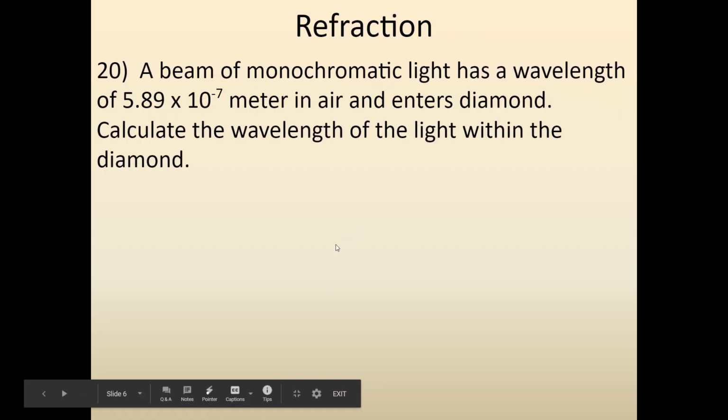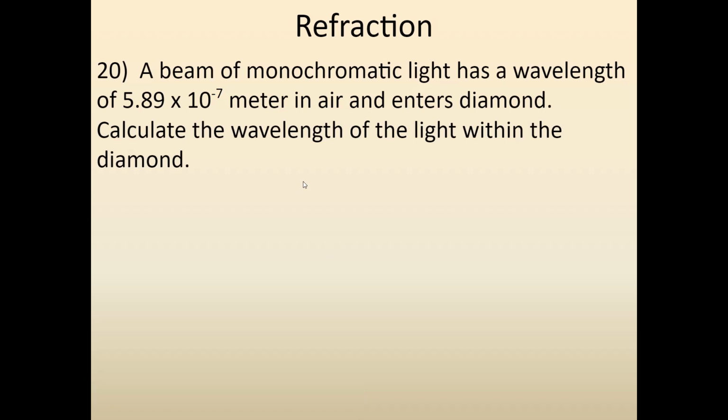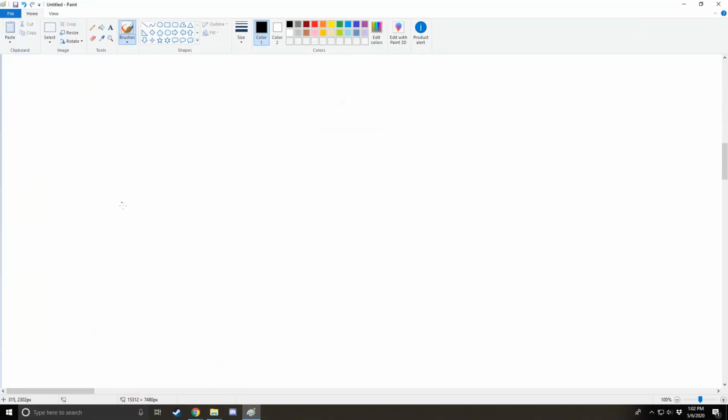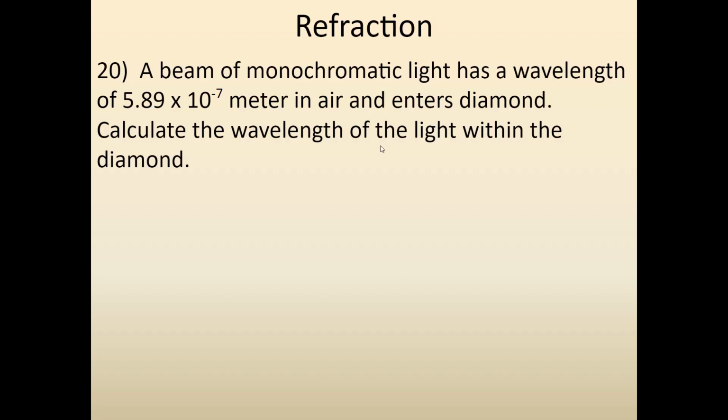All right, and then this should be the last question. So pause the video, work on it yourself, and we'll go over it in a second. So this one requires me to use that awkward equation. N2 over N1 equals lambda 1 over lambda 2. And the two materials that they have are air and diamond.